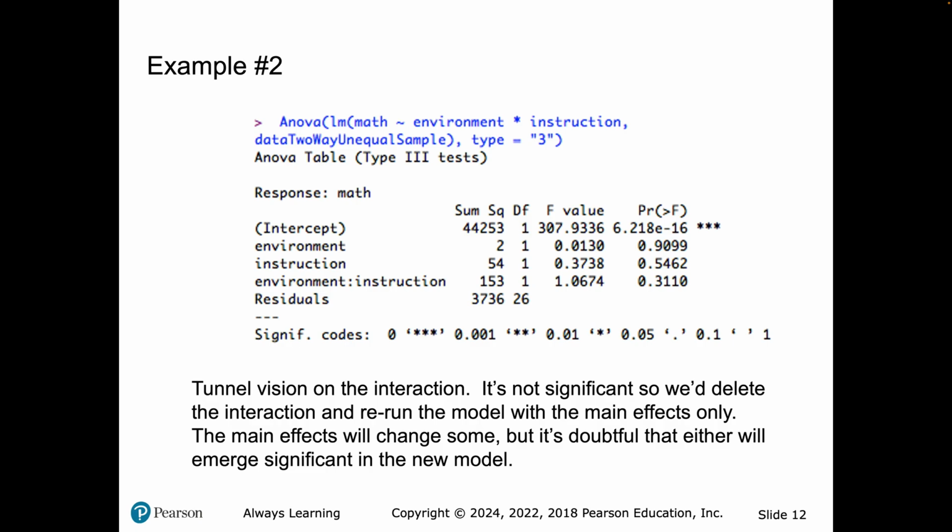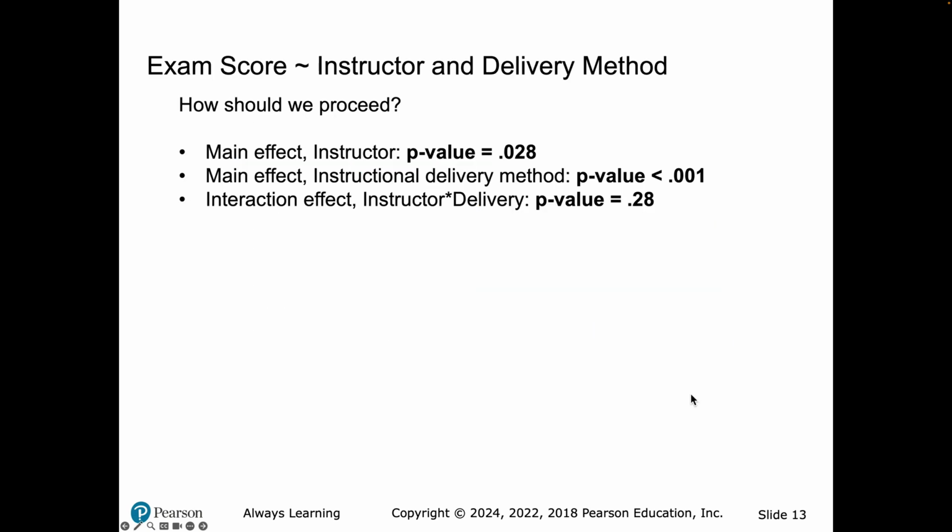Since it is not statistically significant, I would delete the interaction and I would rerun the model with the main effects only, environment and instruction, and not the interaction. And that's really easy to do. You might look at the code they've run up here. They use this asterisk. You just change it to a plus, and it'll examine the main effects instead of the interaction. It's doubtful that either would emerge significant since both of these p-values are high, but that's the process that we would carry out.